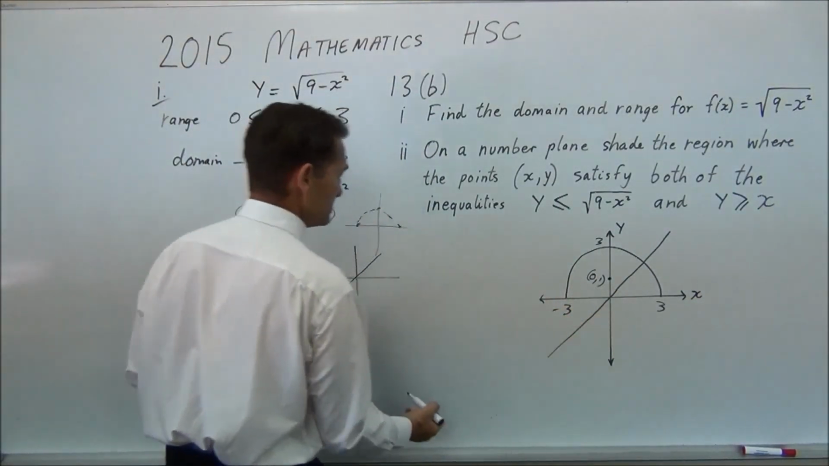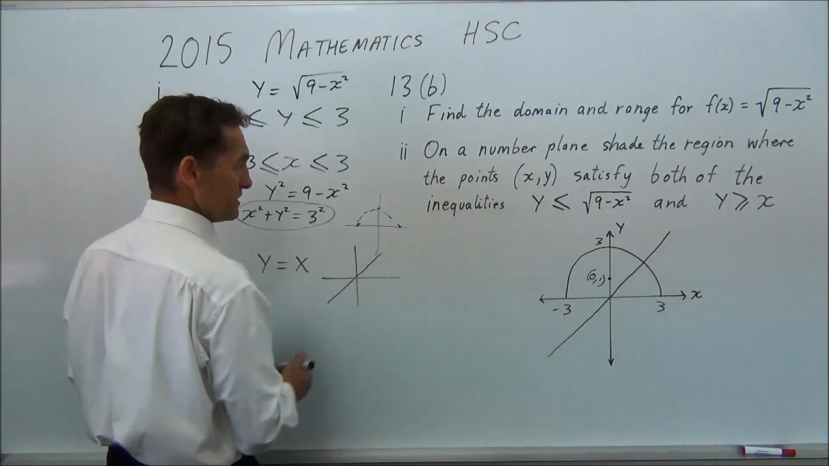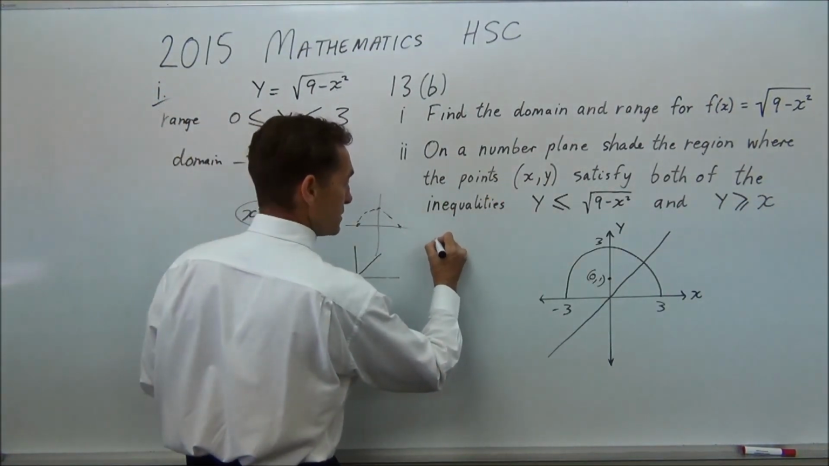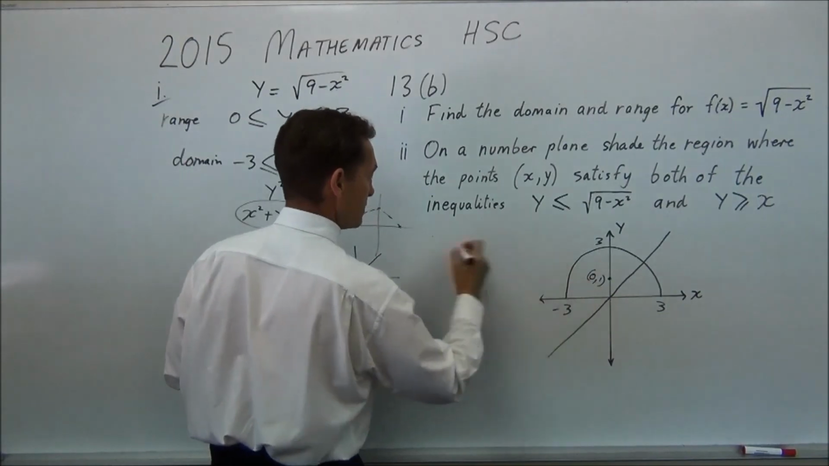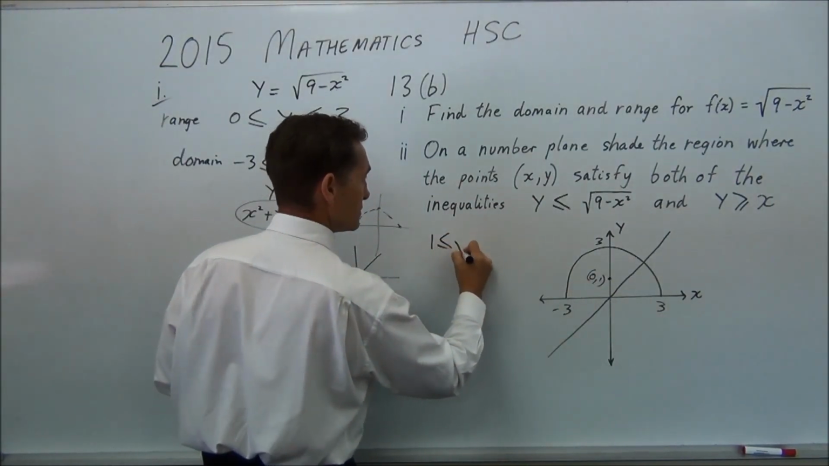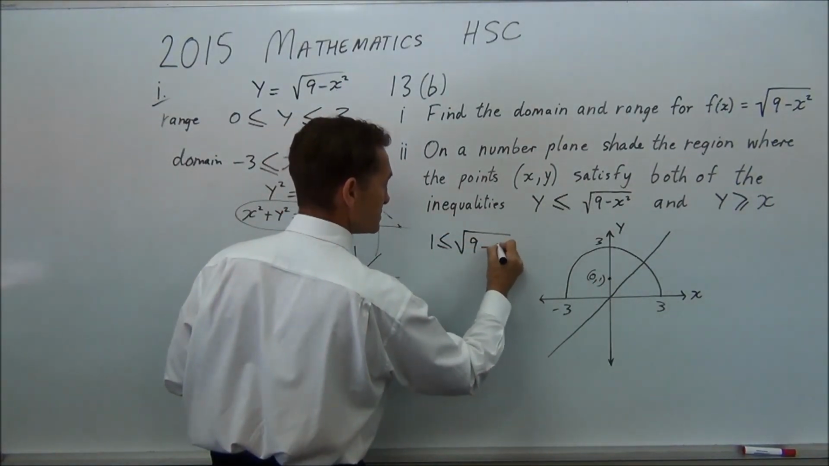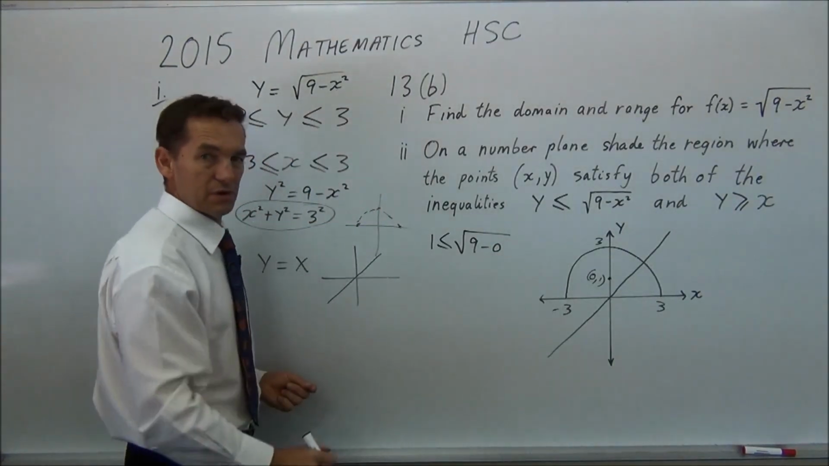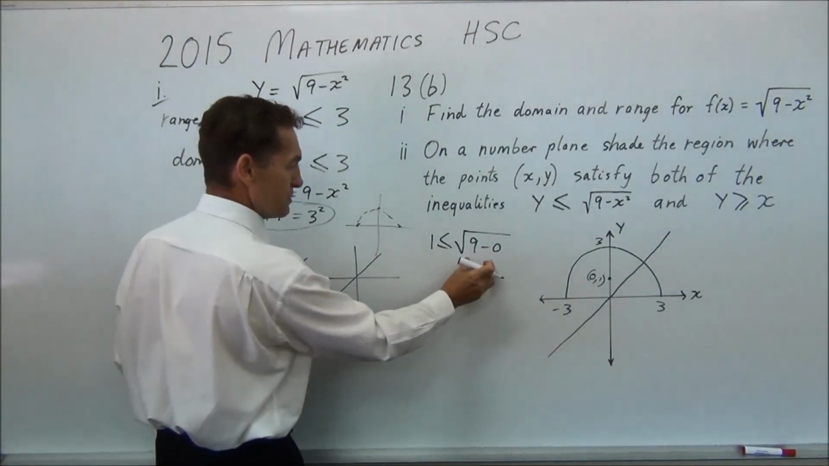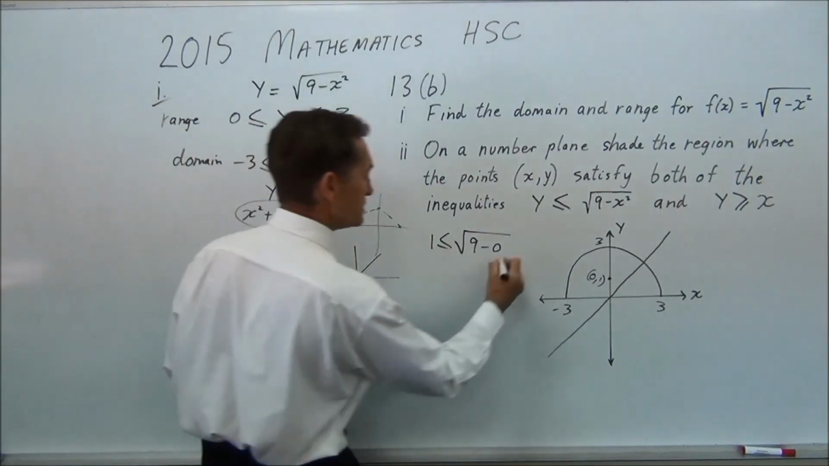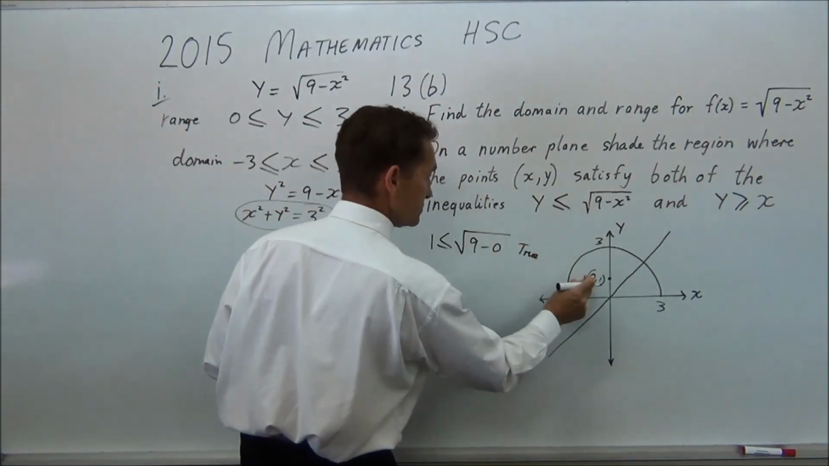Let's test that one, 0, 1. So we'll just put it into there, okay? So y, well that's y. 1 greater than or equal to square root of 9 minus 0. What's the square root of 9? 3. Is 3 bigger than 1? Yes, so that's true. Well, that's a good start.